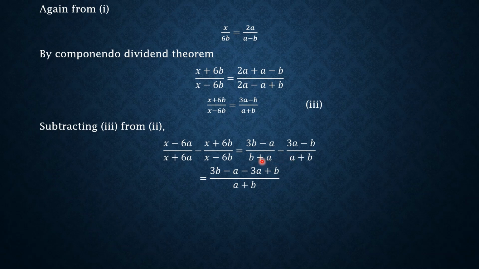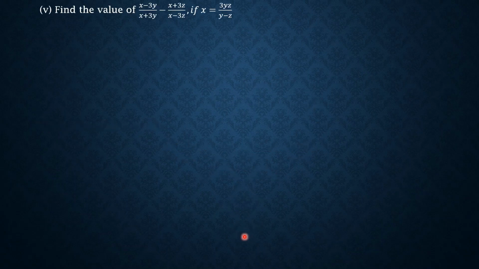So the denominators of these two fractions are the same. We take the LCM and write the next fraction as (3b - a - 3a + b) divided by (a + b). After simplification, we have 3b + b equal to 4b and -a - 3a equal to -4a, divided by a + b. Now taking 4 as common, we can write the above numerator as 4(b - a) divided by (a + b). And this was the answer of the last question.